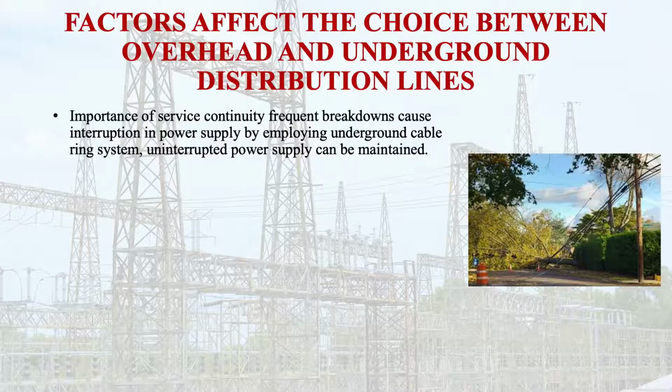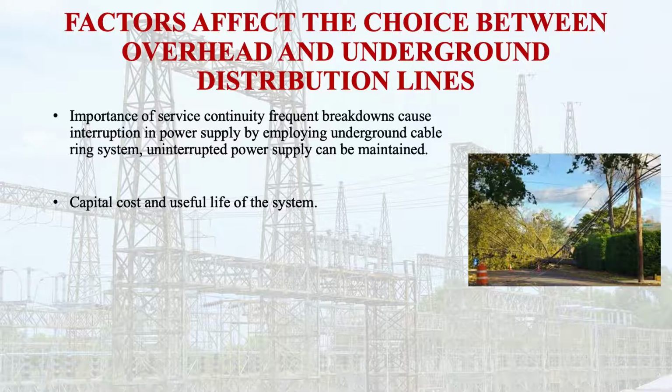Breakdown may be caused by abnormal weather conditions such as snow, rain, storms, lightning, fires, stress, accidents. These are some reasons which may cause breakdown. By employing an underground cable ring system, an uninterrupted power supply can be maintained in such cases. So we want service continuity.